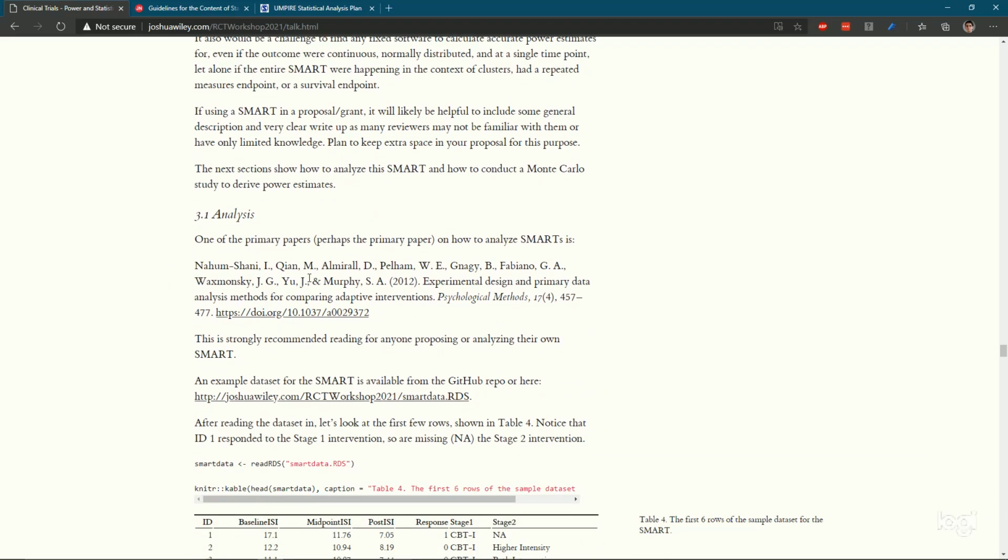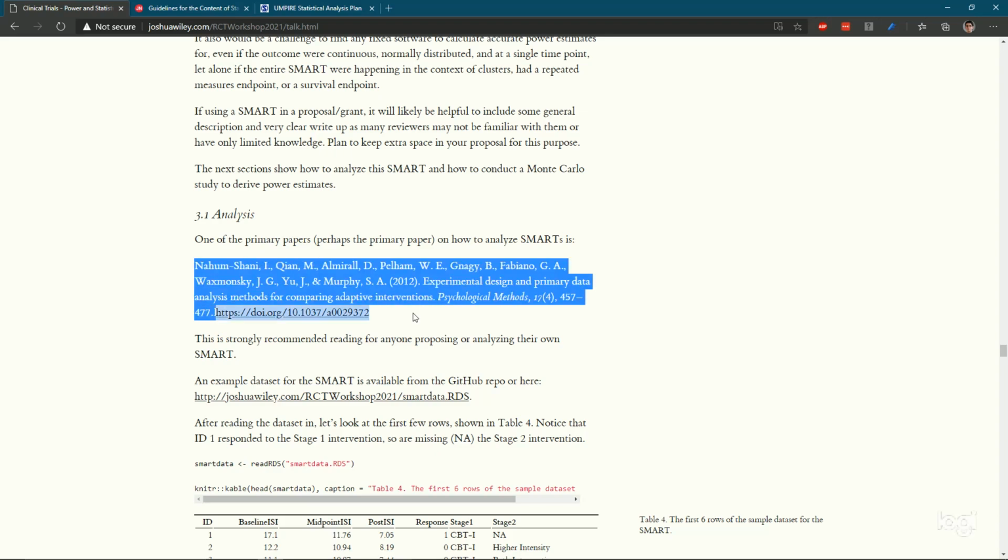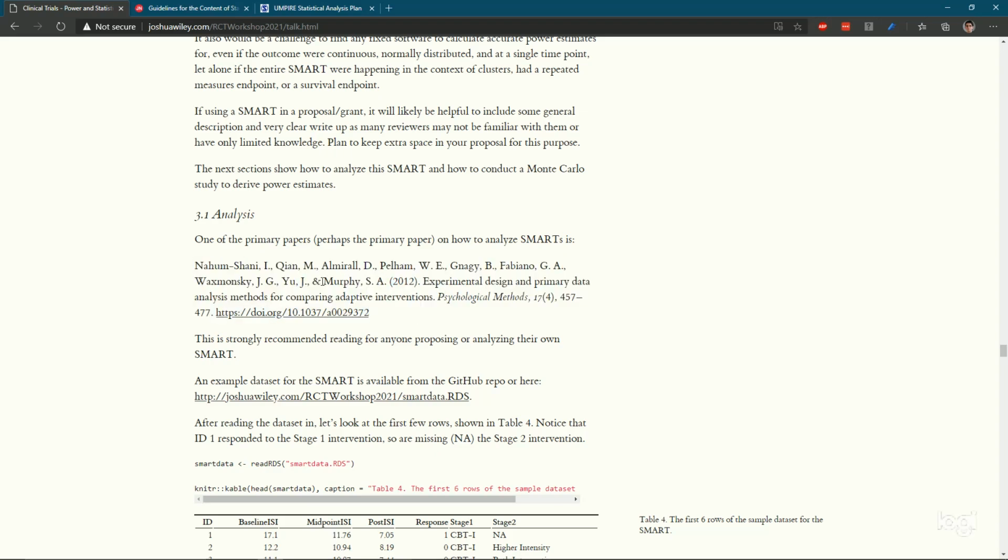One of the primary papers, perhaps the primary paper on how to analyze SMARTs, is the one shown here in Psychological Methods. It's a few years old now, out of Susan Murphy's group as the lead senior author, but with many other people she worked with. This is strongly recommended reading for anyone proposing or analyzing their own SMART trial. It's actually behind a paywall, but it's quite a readable paper. It is a methods paper. There are some parts that might be tough, but a lot of it will be followable, I think, even if you don't have a strong methods background.